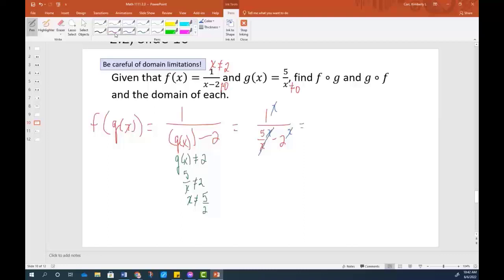And then that's going to simplify so that those x's where I had that denominator will cancel, and I end up with x over 5 minus 2x.